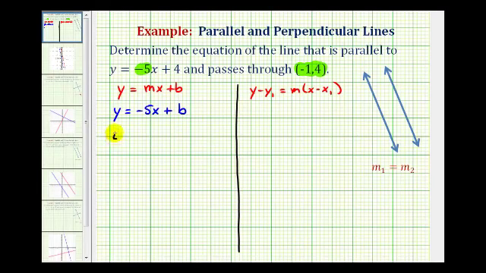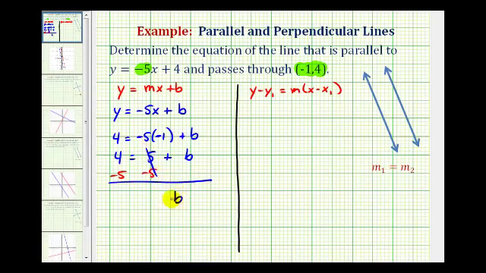So we'd have 4 equals negative 5 times negative 1 plus b. So we have 4 equals 5 plus b. So now we'll subtract 5 on both sides to solve for b. So we have b equals negative 1.